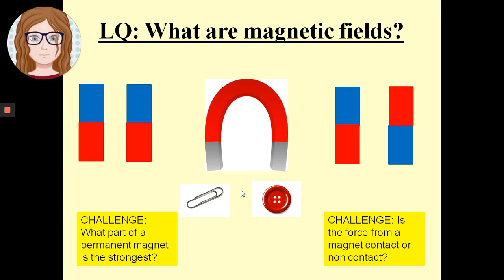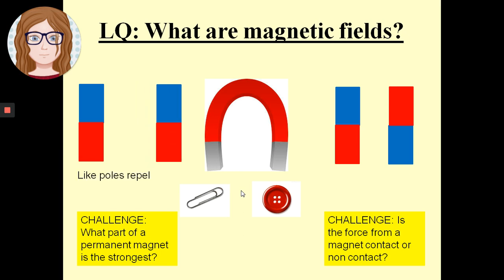So on the left, those two magnets, if we try and push them together, they're going to repel each other. Like poles repel. So each magnet has a north and a south pole. If we put a north pole next to another north pole, so in this case we've got the blue part next to the blue part and the red part next to the red part, they will repel.